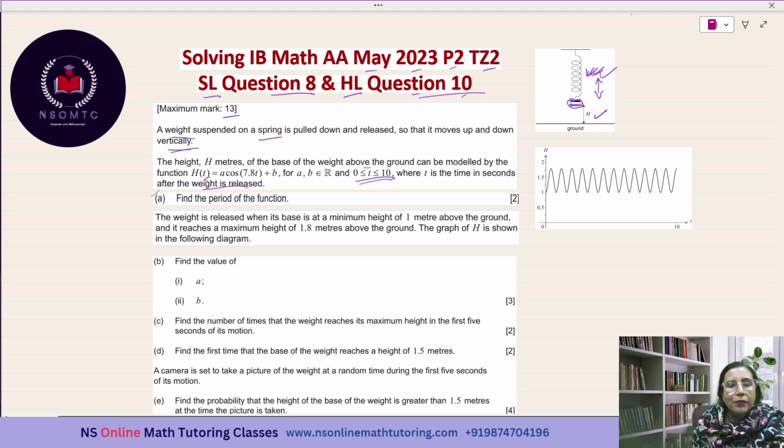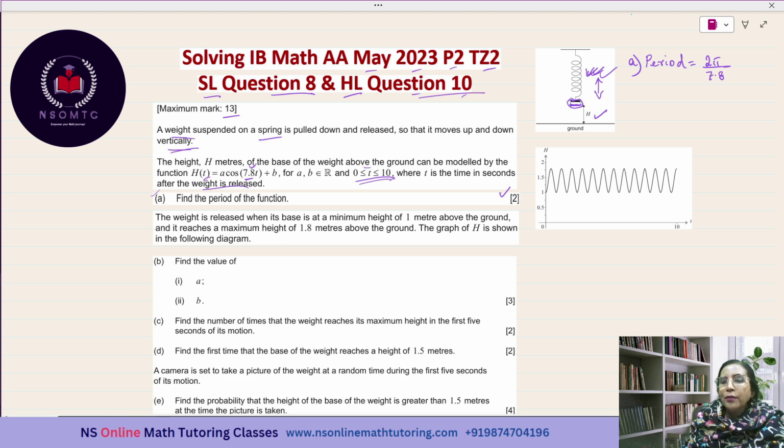Subpart A's question is find the period of the function. It is containing just 2 marks. Okay, and we know that 2 pi divided by this will be giving us the periodicity of the h of t function. So I am writing the answer for the subpart A over here because there are 5 subparts which I have to complete on this page. So period is equal to 2 pi over 7.8.